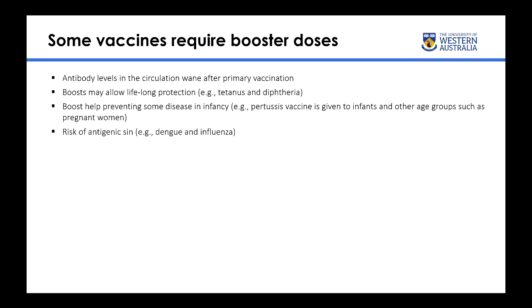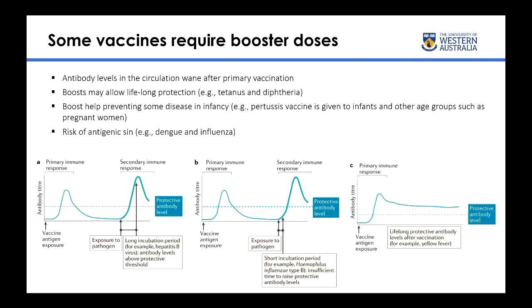We also know, very basically, that some vaccines will require a booster dose, because antibody levels decline over time. So we have a primary immune response, then an exposure to a pathogen, and then a secondary immune response is mounted. Those antibody levels will stay up, but then eventually they will wane again. Here it shows how it depends as well on the pathogen itself.